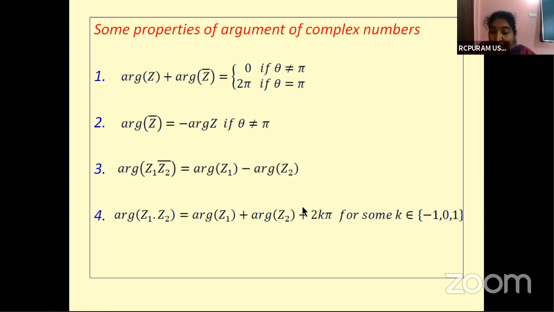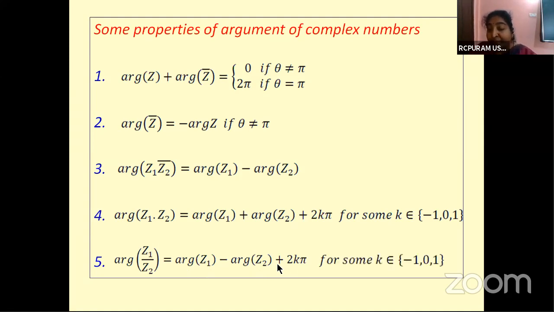This 2k pi we are taking because argument theta involves trigonometric functions which are periodic, as we have studied in our previous classes, right? Then argument of z1 by z2 is taken as argument of z1 minus argument of z2 plus 2k pi for some k belongs to -1, 0 and 1.